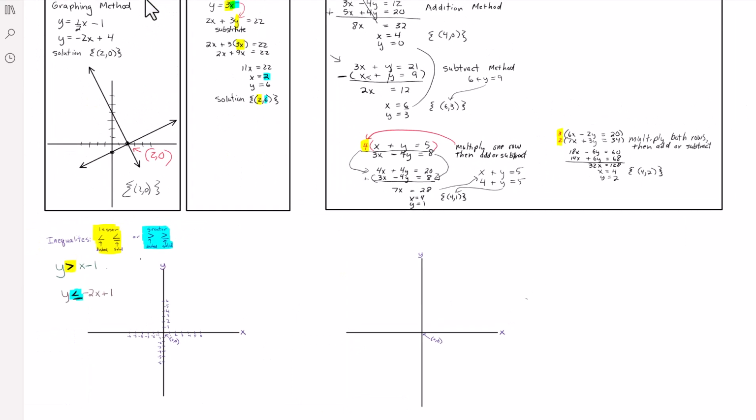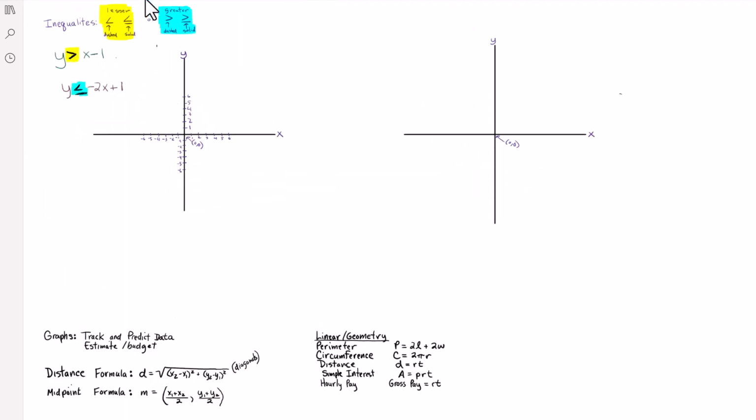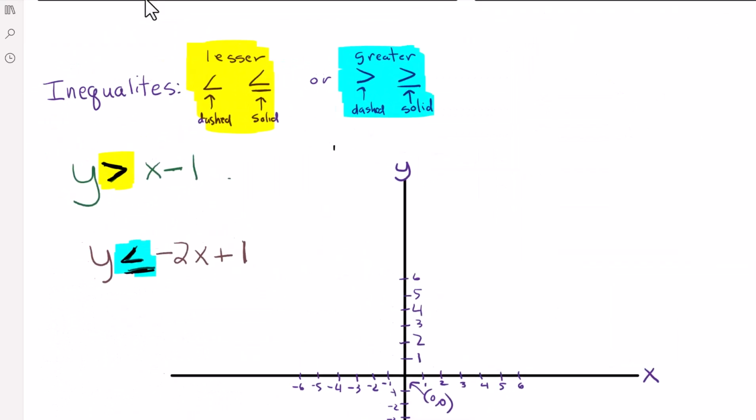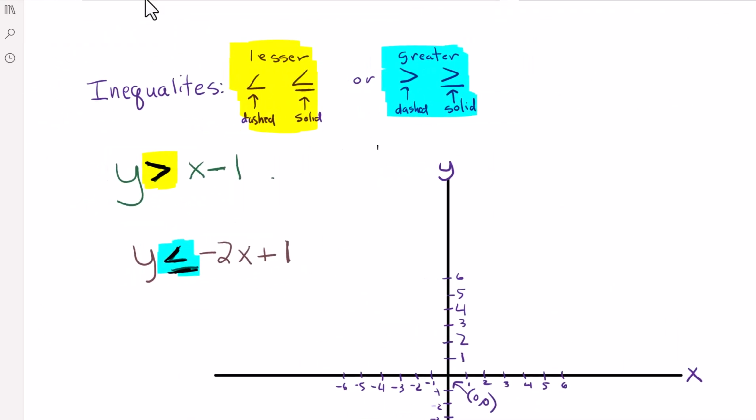All right, so that's kind of a summary on that. And now we're going to talk about inequalities, just the highlights. So if the inequality arrow is pointing to the left, and you've got the y here and the y here, that means this is saying y is less than or equal.